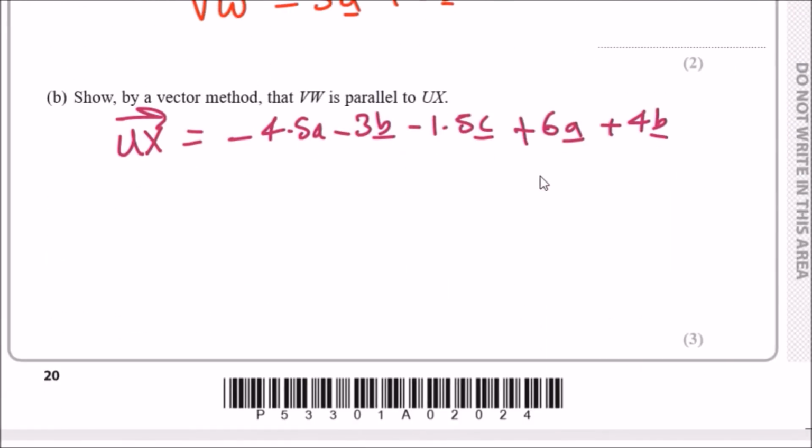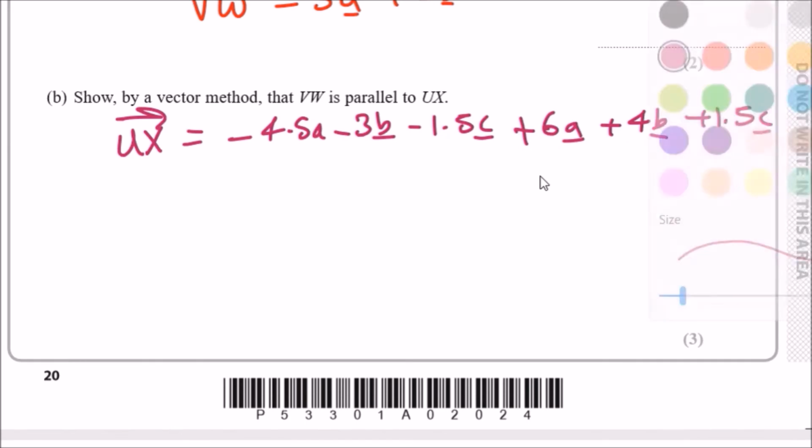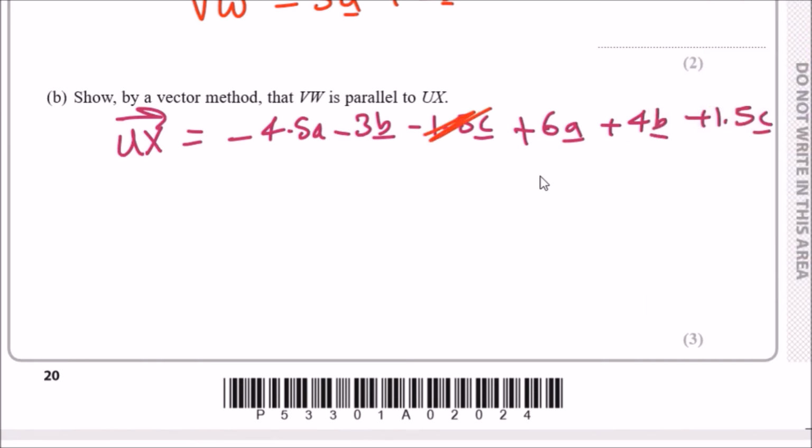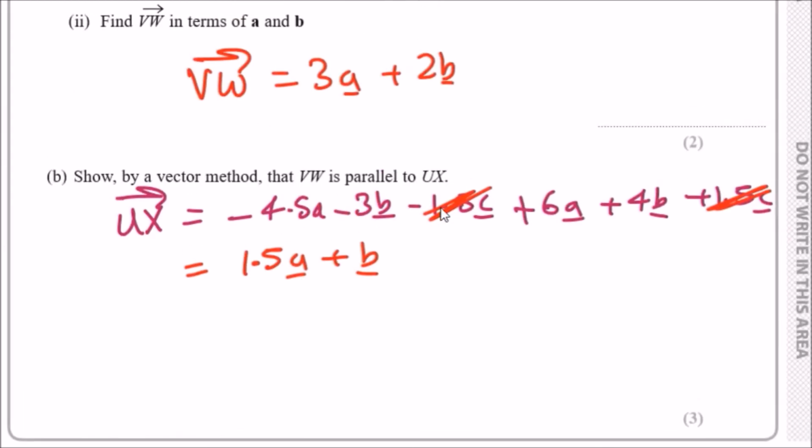So you can see the c's cancel out. Simplifying everything, 6 take away 4.5a will be 1.5a. 4 take away 3 is plus b, 1b. Now, are these two related, VW and UX? Yes, we can see that UX is half of VW. So we can say UX is half the size of VW, meaning they are clearly parallel.